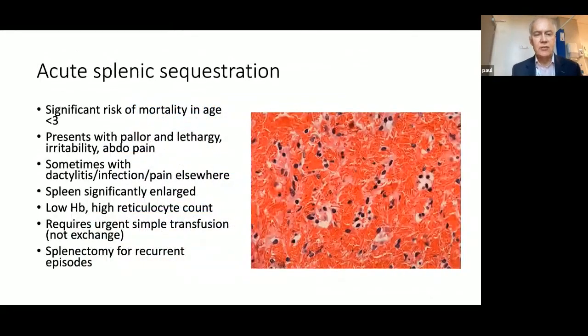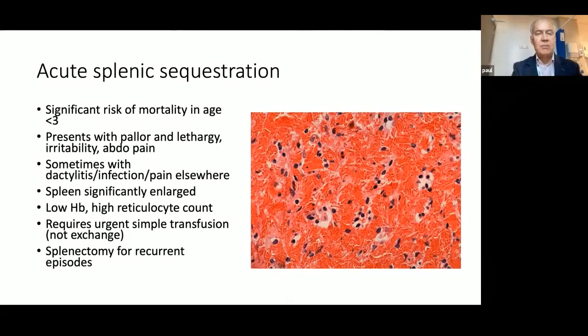I'm going to move on to the next complication, which is unique to sickle cell and is a particular problem in young children, certainly before the age of 2 and up to the age of 5. Splenic sequestration refers to the spleen, which is an organ on the left side in the abdomen, which gets blocked with sickled red blood cells.